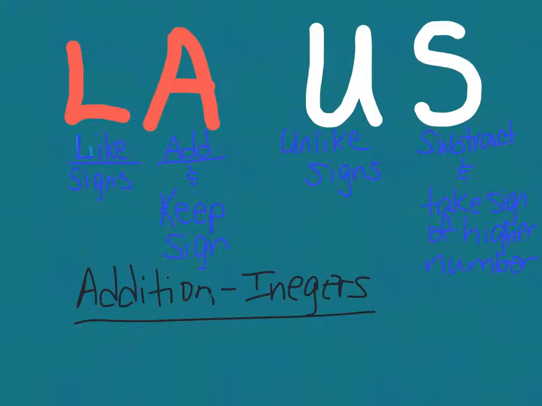Okay, here are your addition integer rules, and I don't know if it's the pen that I'm writing with or if it's the iPad that has scratches on it, and maybe a little bit of both, but I have a hard time writing on this, for whatever reason. LA, so L means like signs. A, you add and keep the sign. US, unlike signs, subtract and take the sign of the higher number. That is for the addition integers. We're not going to think about subtraction because we're doing opposites, so we won't have to worry about that. It's just like what we did before.